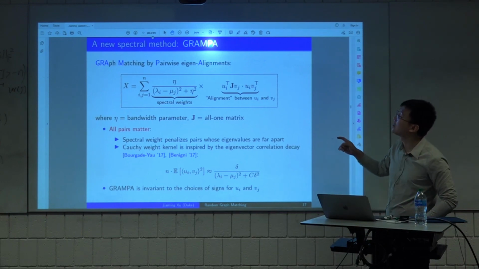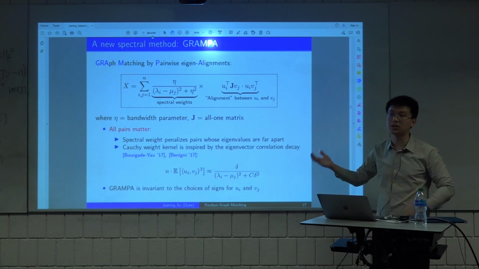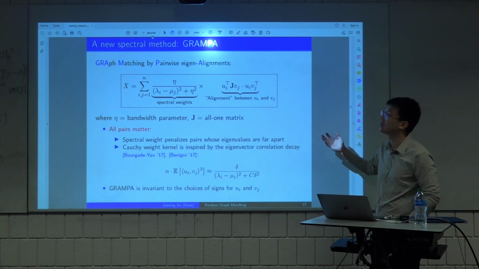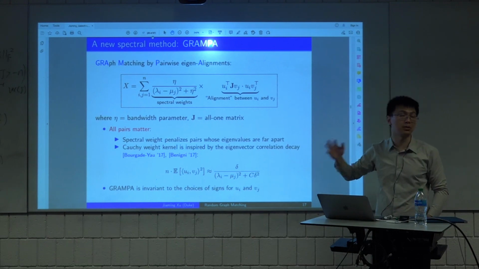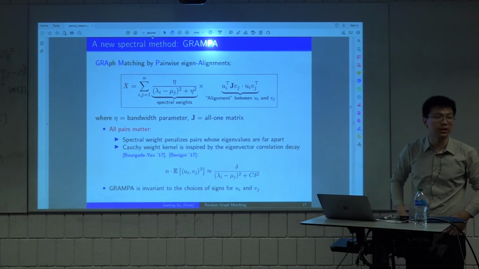Basically, we're going to show this X has a very desired form. We call it diagonal dominance. Once you have that desired form, you do this linear assignment, it will succeed. But I haven't talked about that part. Got it. Maybe we can talk about it after the break.